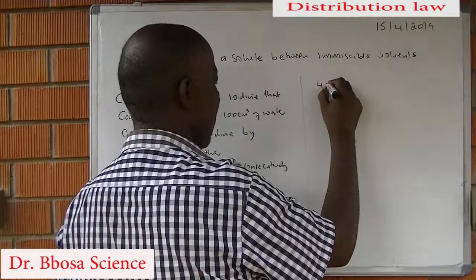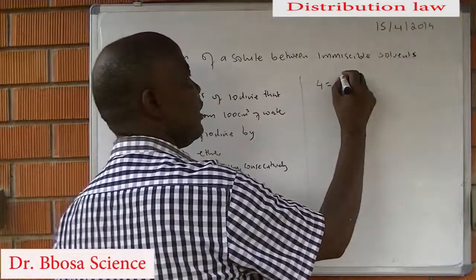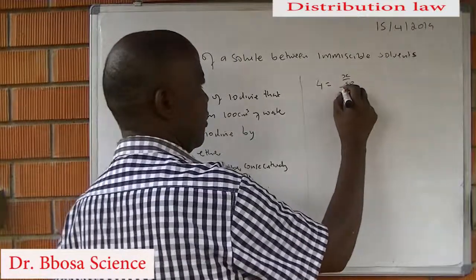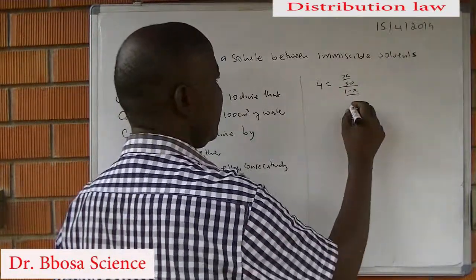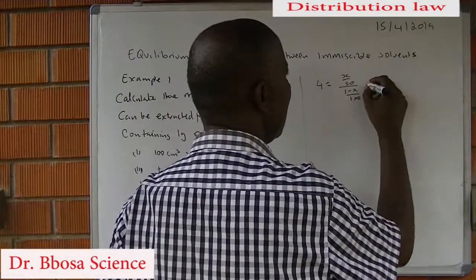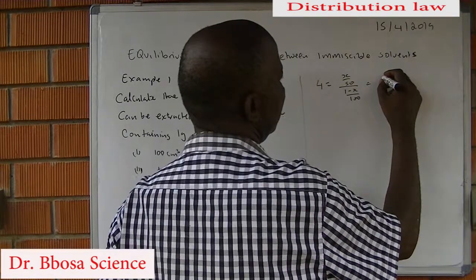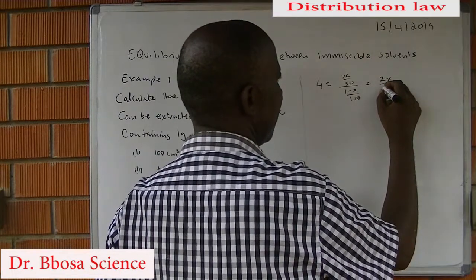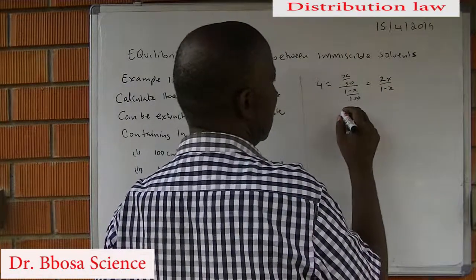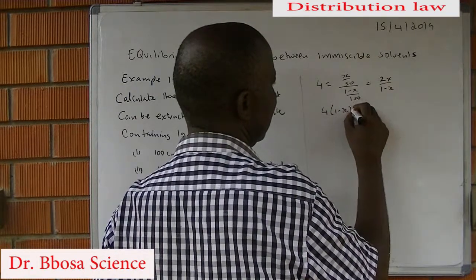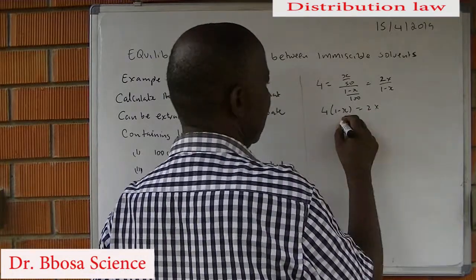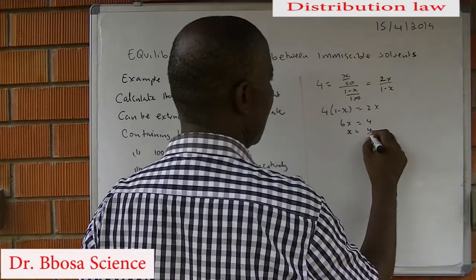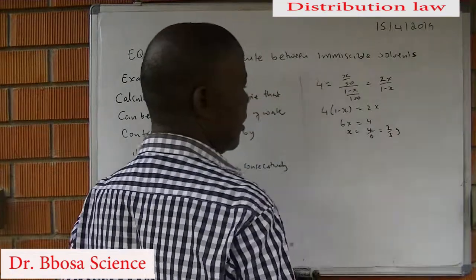Again, our Kd will be the concentration of iodine in ether, which is x over 50, over the concentration of iodine in water, which is 1 minus x over 100, and this one will be equal to 2x over 1 minus x. It means that 4 into 1 minus x is equal to 2x. 6x is equal to 4. X is 4 over 6, which is equal to 2 over 3 grams.